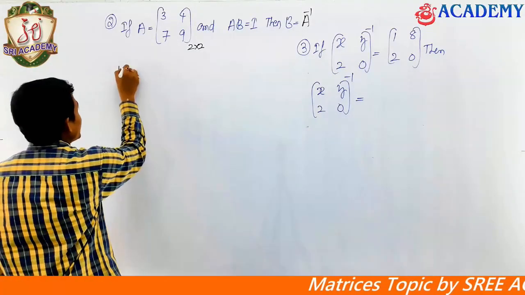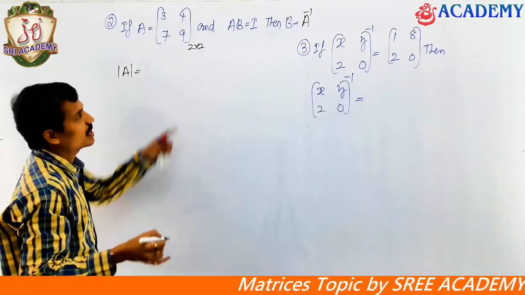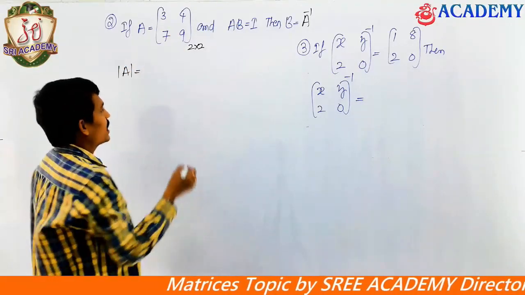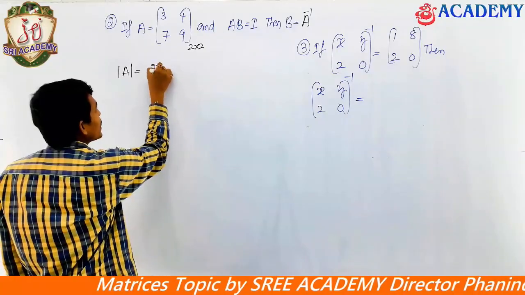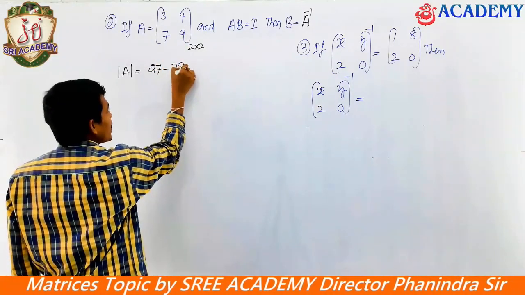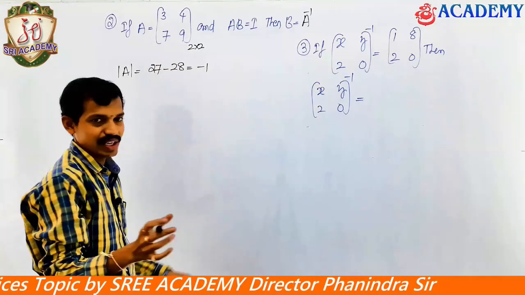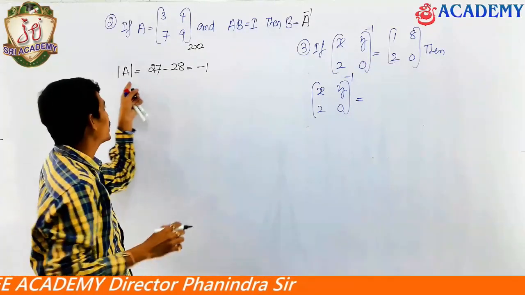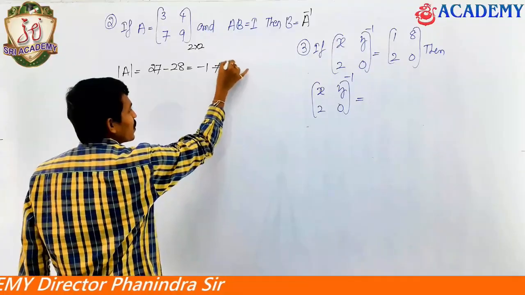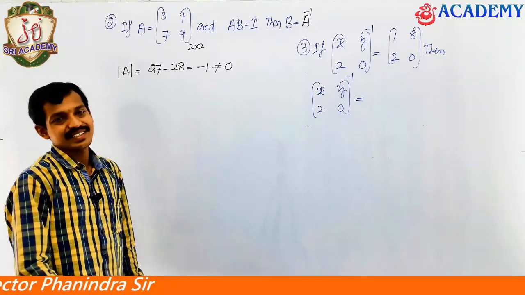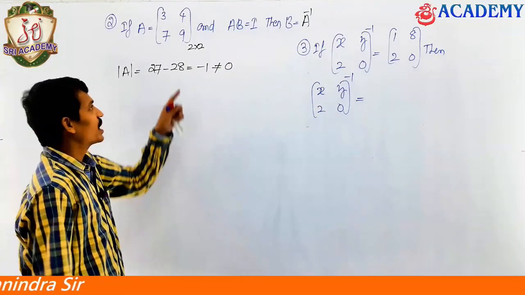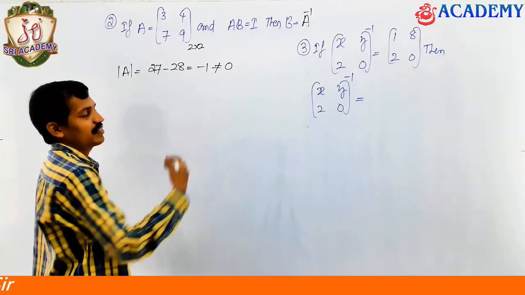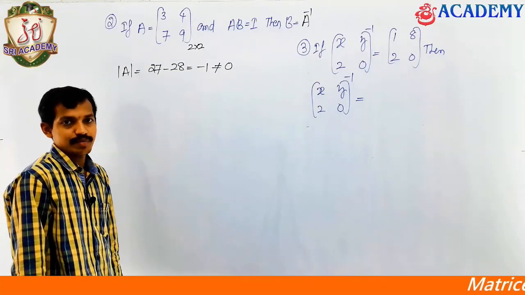Come on, tell me what is the determinant for this? That is 9 3s are 27 minus 7 4s are 28. The answer is going to be minus 1. Be careful. First of all, compulsorily you must find the determinant. If the determinant is not equal to 0, then only the inverse exists. If it is 0, we can't say A inverse exists, it will be not existed. There will be an option for that purpose, right?